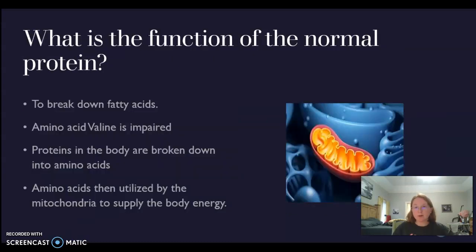What is the function of the normal protein? The function is to break down fatty acids. The amino acid valine is impaired. Proteins in the body are broken down into amino acids, and so the amino acid, specifically valine, is the one that is affected. And this prevents them from breaking down fatty acids appropriately. Amino acids are used by the mitochondria, which is a small little organelle in each cell that actually helps to supply the body's energy.